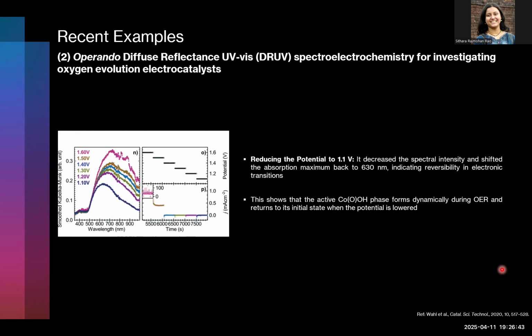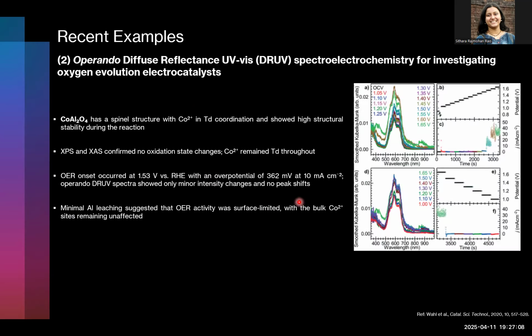One more interesting thing they noticed was that when they reduced the potential back to 1.1 volt from 1.6, the spectral intensity continuously decreased and the absorption maxima slowly shifted back to 630 to 620 nanometers, indicating that all these electronic transitions are completely reversible. This showed that the active CoOOH phase is only formed during the OER step, and it returns back to its initial state when the potential is lowered.